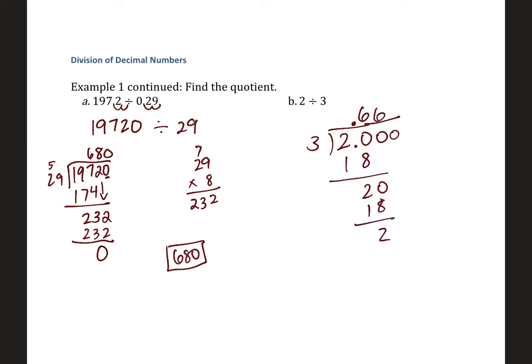Notice that it's just going to keep repeating, right? 20 divided by 3, 6, 18. I'm still going to always have the same remainder, which is going to give me the same numbers repeating. So 0.666. All I'm going to do is just write it down with the 3 decimal places and then put a bar over it to indicate that it is repeating.